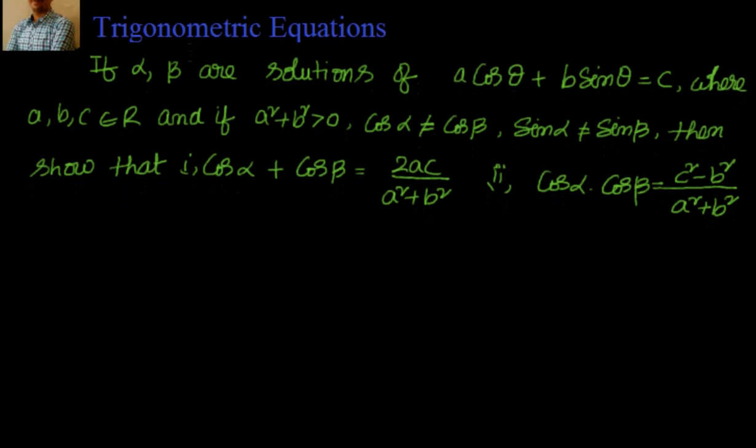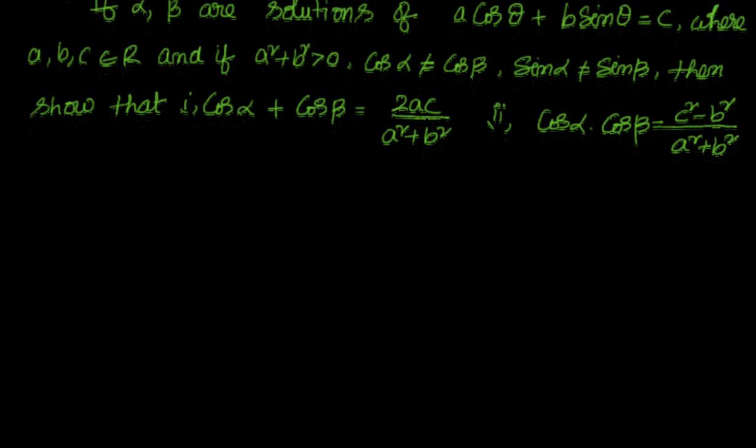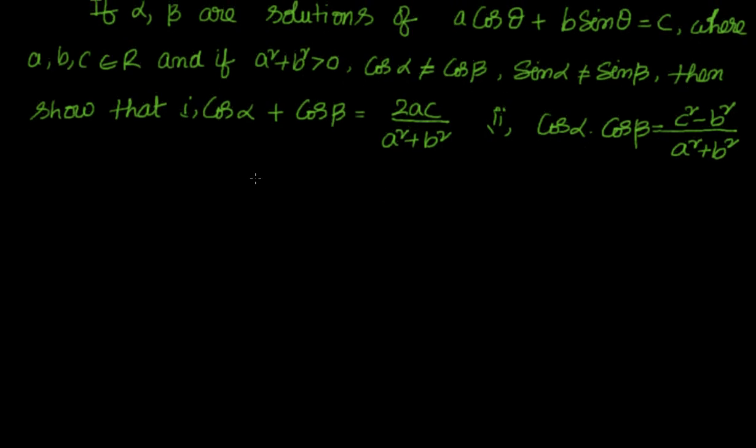If alpha, beta are solutions of a cos theta plus b sin theta equal to c, where a, b, c belong to R, and if a square plus b square is greater than 0 and cos alpha is not equal to cos beta, sin alpha is not equal to sin beta, then show that cos alpha plus cos beta equal to 2ac by a square plus b square, and also cos alpha into cos beta equal to c square minus b square by a square plus b square.